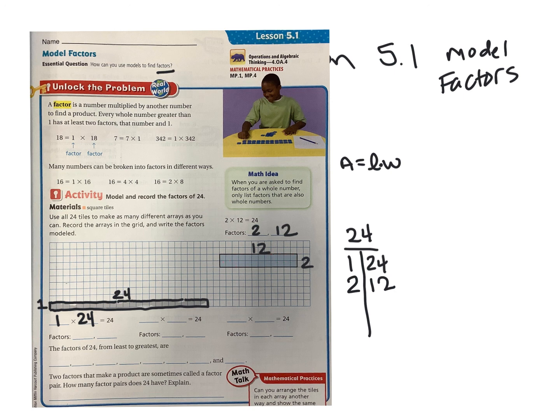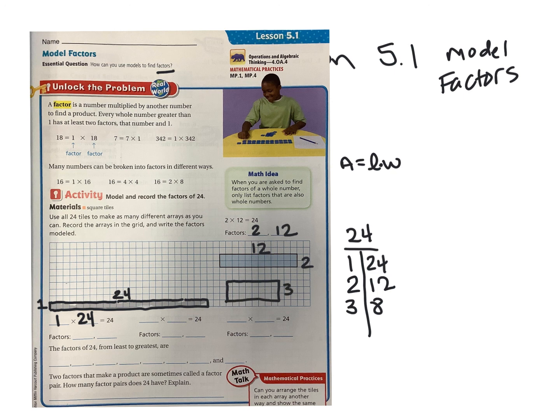Okay, what about 3? Is 3 times anything 24? Exactly. We need it to be exact. Oh, yeah, 3 times 8 is, right? 3 times 8 will give me 24. So let's draw that. We'll do it over here. 1, 2, 3. And then 1, 2, 3, 4, 5, 6, 7, 8.